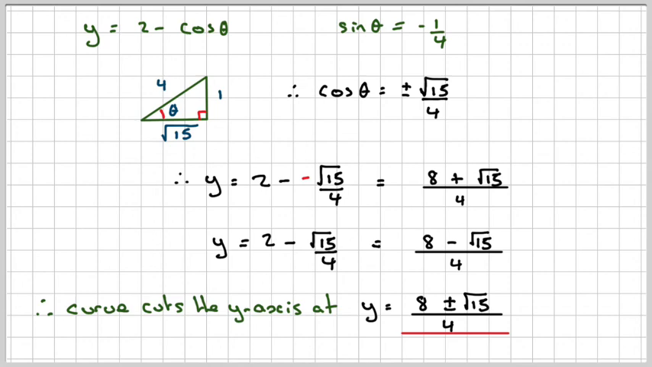And if you remember on the graph, we had 2 points where it cut the y-axis. Okay. So this has been a video to show you how to find the least y coordinate of a parametric equation and to determine the y coordinates of where the curve cuts the y-axis. I hope you've understood, and I thank you very much for watching.